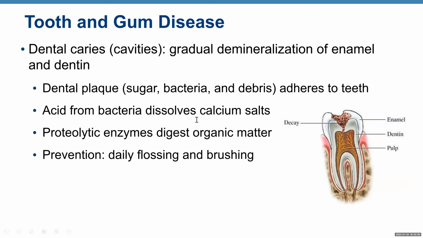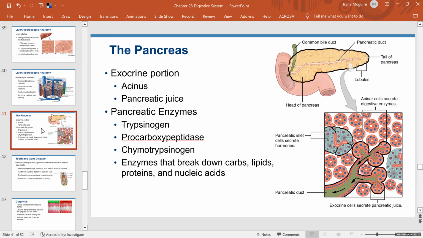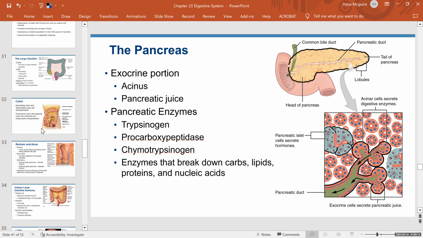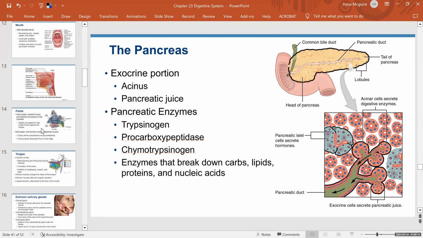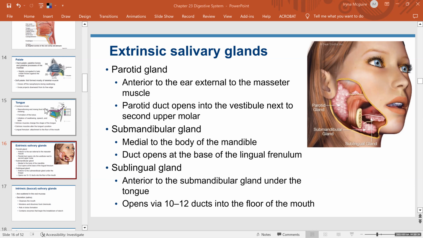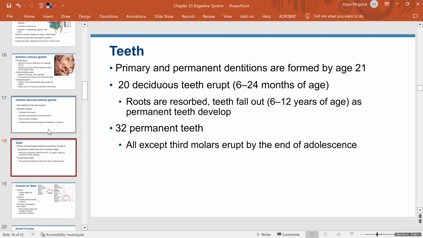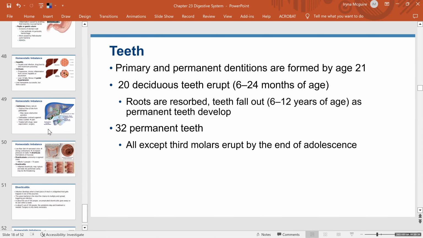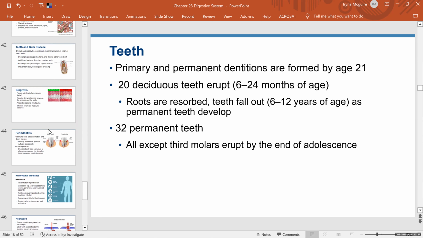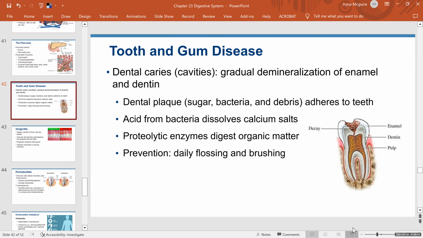Okay, so those were two large glands, liver and pancreas. We also covered other accessory structures in the first video that include salivary glands. I just want to remind you: parotid, submandibular, sublingual. We talked about the tongue, that is an accessory organ, and teeth. Now we will cover homeostatic imbalances, and we're going to start with tooth and gum diseases.